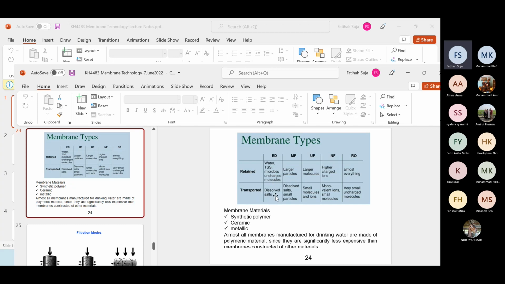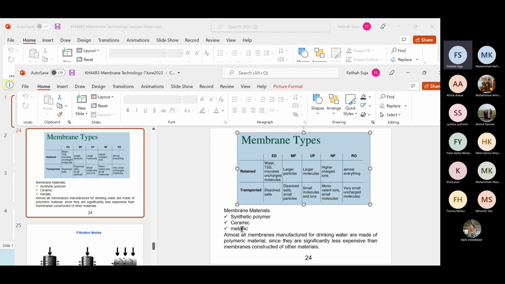Electrodialysis only transports dissolved salts because they have anions and cations. Microfiltration retains larger particles, and transports dissolved salts and small particles. Ultrafiltration retains larger molecules, and transports small molecules and ions. Nanofiltration retains higher charge ions, and only transports monovalent ions and small molecules. Reverse osmosis retains almost everything, even very small uncharged molecules, and the charged ions of metals are also retained. So if you want very, very clean water, you need to use reverse osmosis.